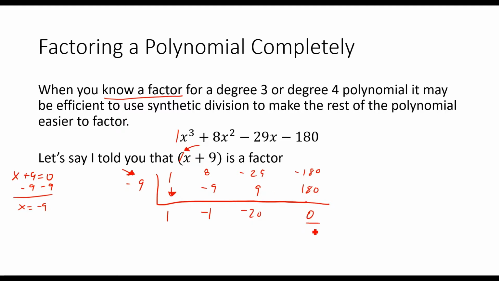This remainder of 0, the last value being 0, is not a surprise to me. If you know that something is going to be a factor, like it is here, then you should always have a 0 as your remainder, whether you're doing long division or using synthetic division. So now we have 1, negative 1, and negative 20. This actually stands for 1x squared minus 1x minus 20.